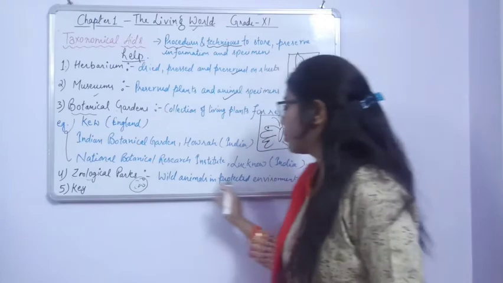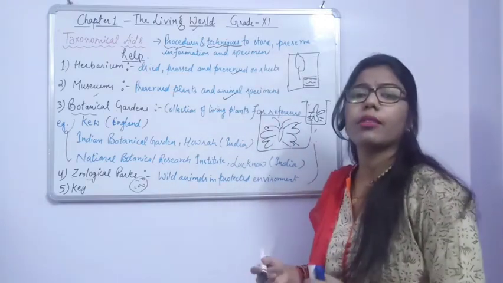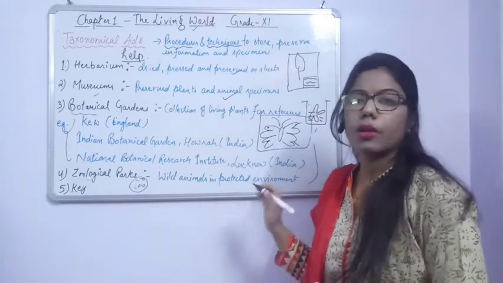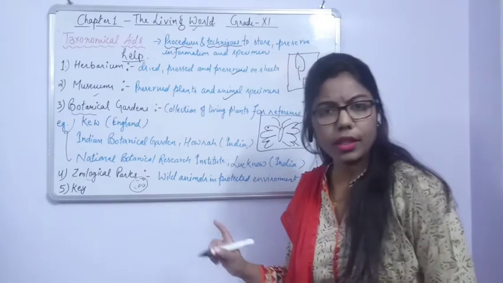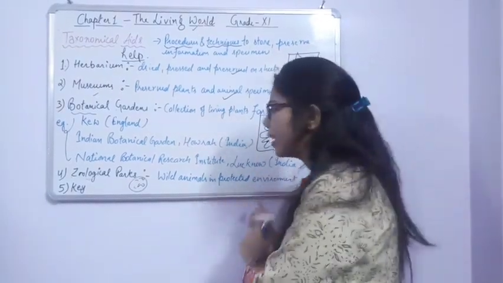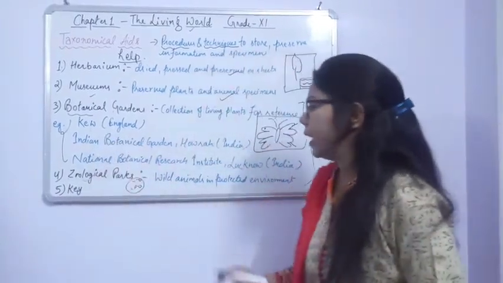In these different types of animals, what happens? We are giving shelter to them, we are giving food to them. Everything is done by human beings. Okay, so this is the protective environment condition, which is under human care. So these are the important things about the taxonomical aids.